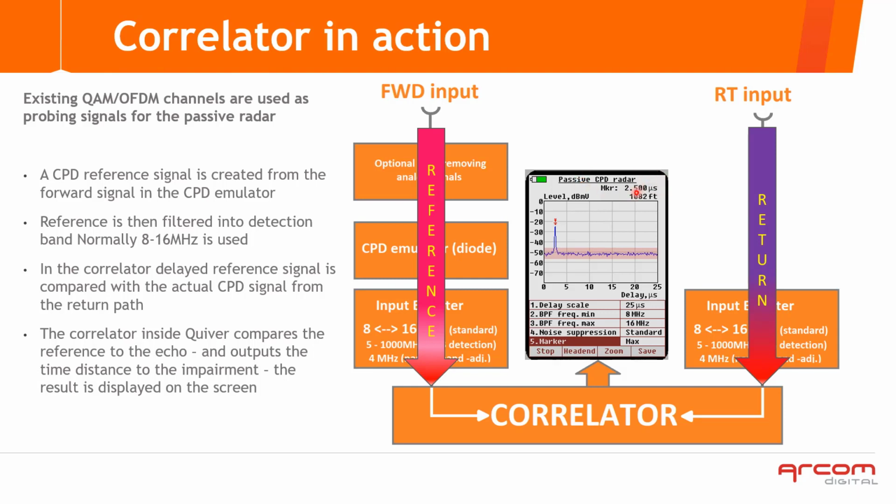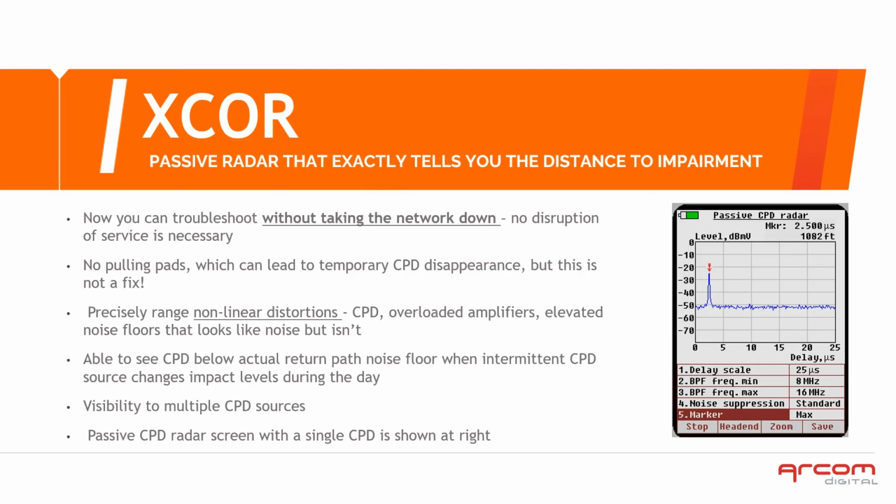On the x-axis, we see time delay, and this time delay is displayed also here as a marker indication. The marker goes automatically to the top of the highest peak, and below this marker, this delay is translated into footage. This is your distance to this CPD source in the plant. This is measured from the place where the meter is connected down to the impairment source. We call this technology Passive Radar, and we use the brand name Xcor.